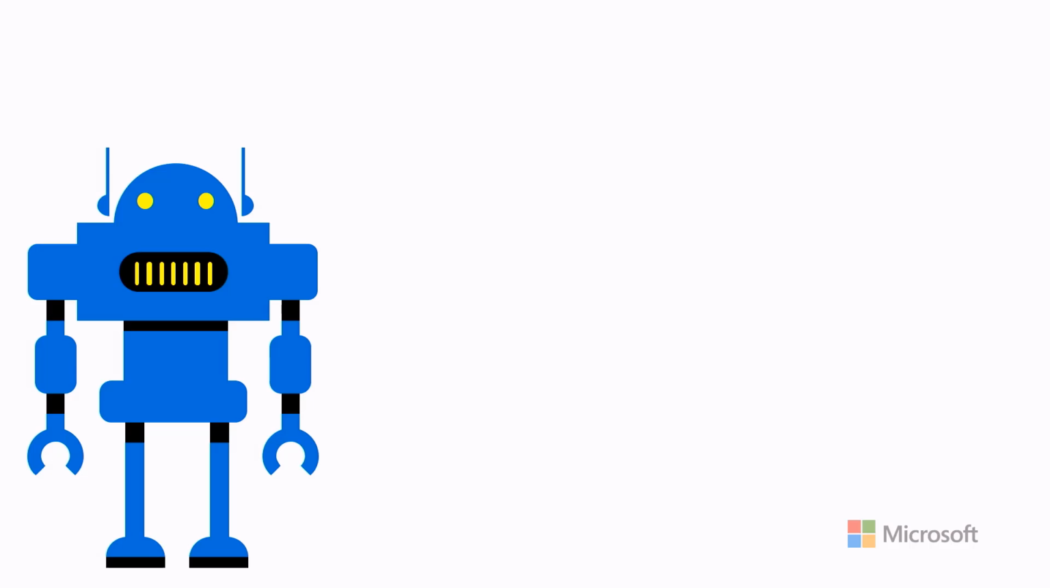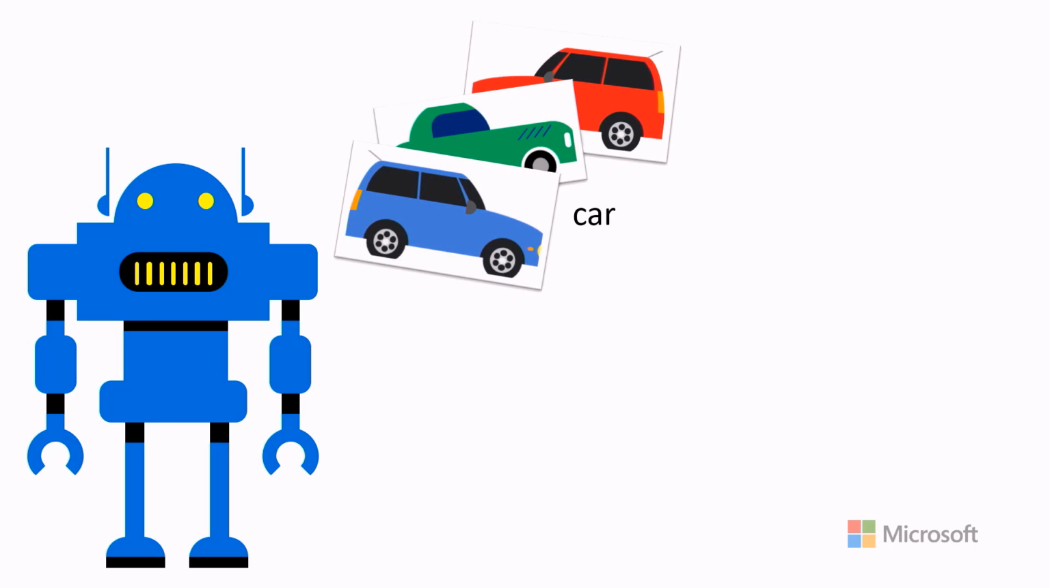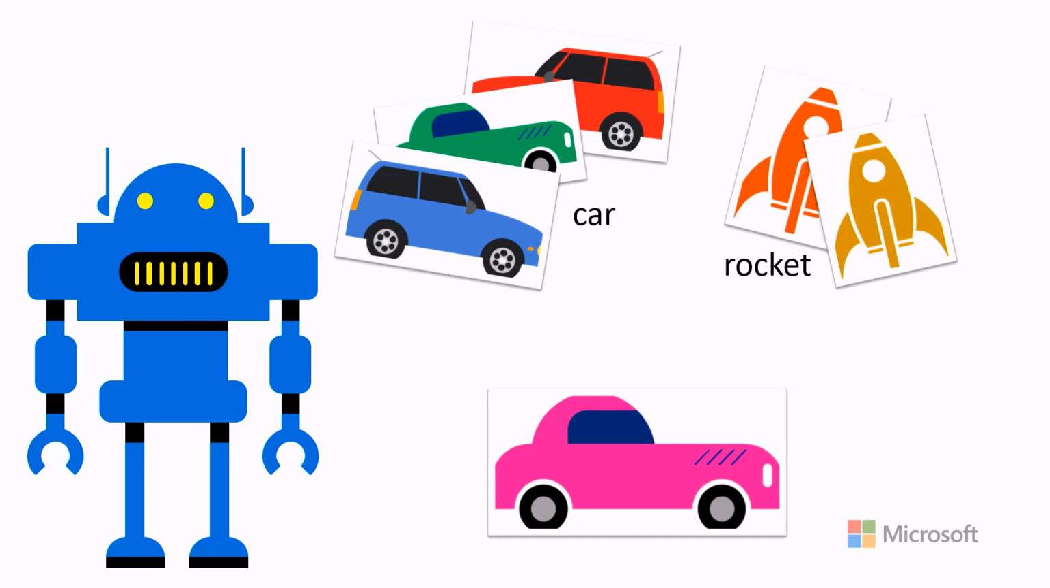So, for example, we can train a classification model by tagging images with a label, like these images of cars and these images of rockets. Then we can use the classification model to predict the appropriate tags for new images. The Custom Computer Vision Cognitive Service provides a framework for building custom image classifiers, so you can build AI solutions that identify images of objects that are important to you.